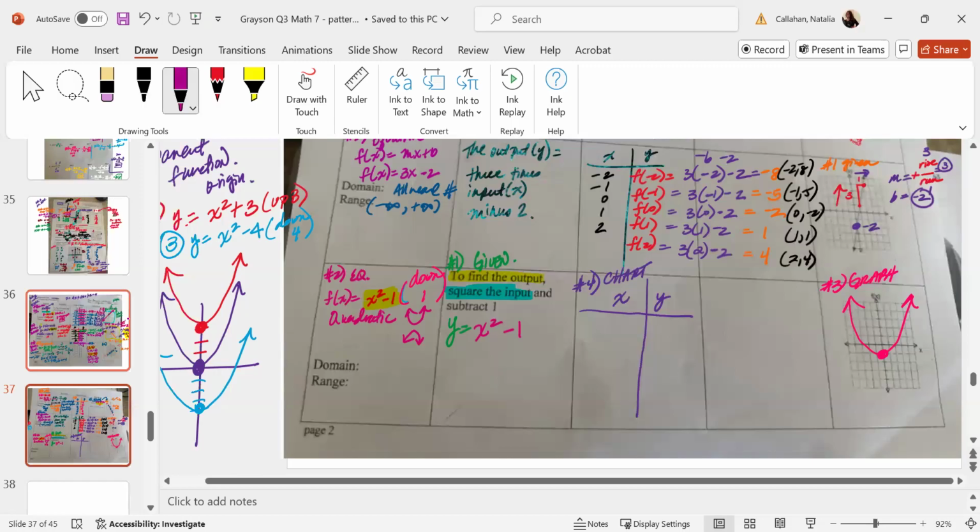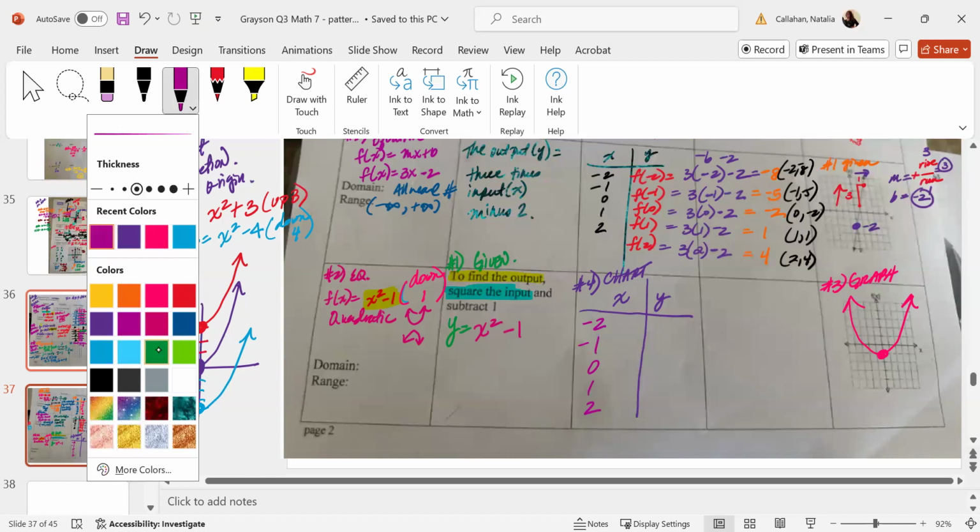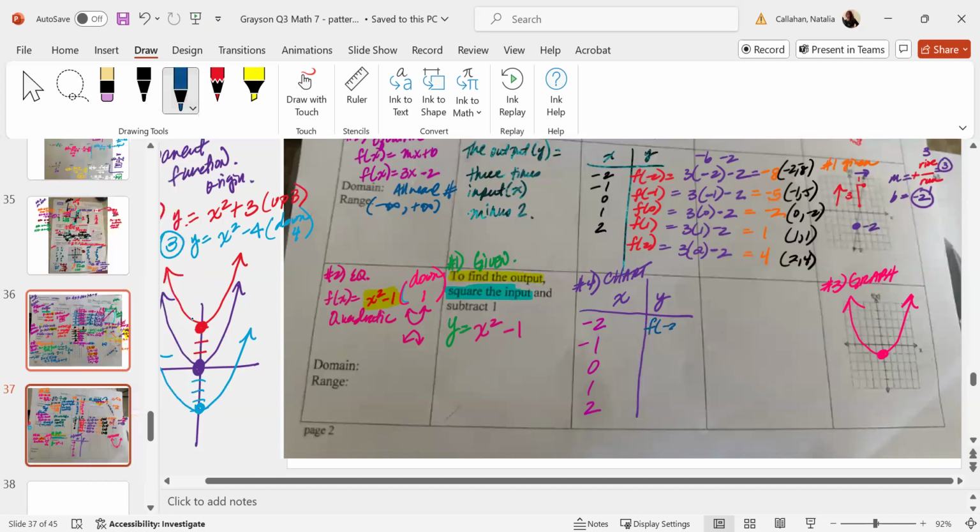All right, so what are some of the points that we should be using? -2, -1. Okay, let's plug it in. You ready? I'm going to do f of -2, f of -1, f of 0, f of 1, f of 2.